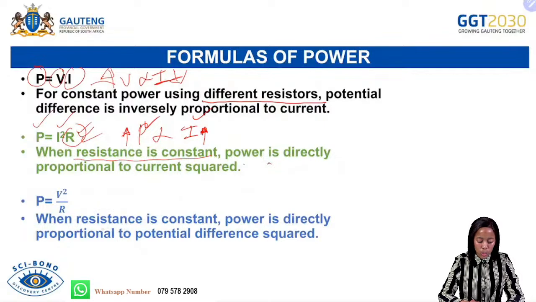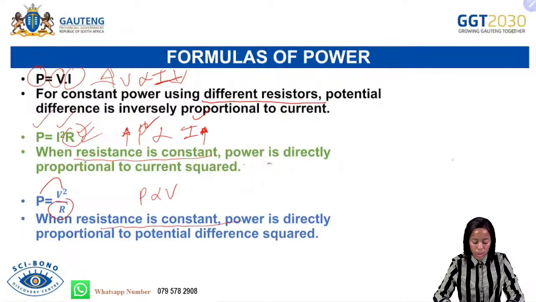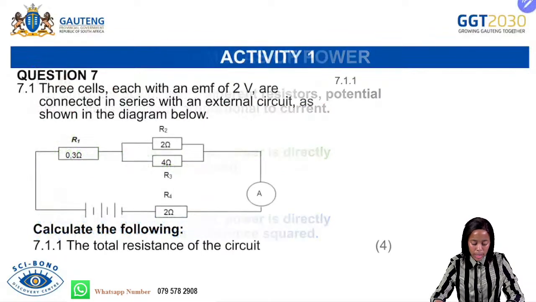And then it says when the resistance is constant on this one, the power is directly proportional to the potential difference squared. So if we increase the potential difference, the power will also increase there.